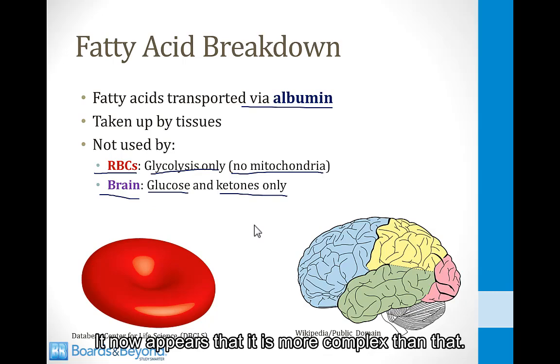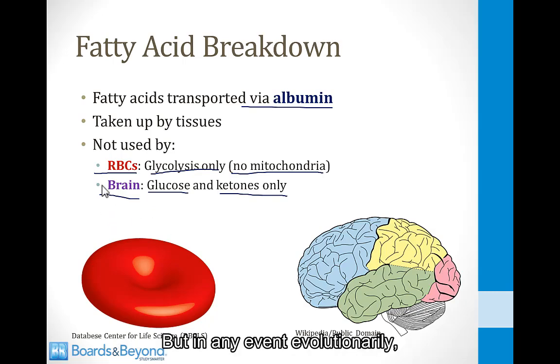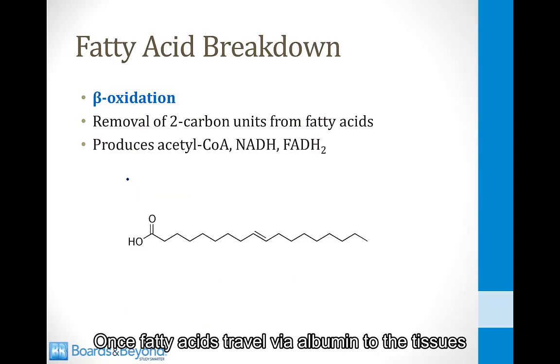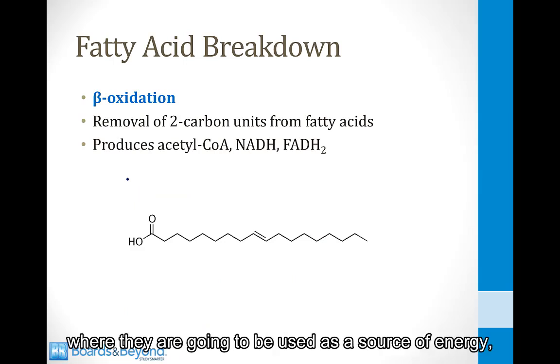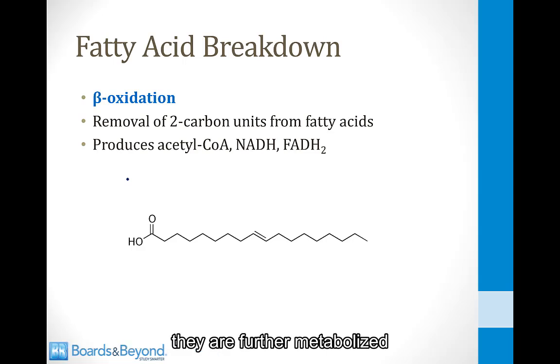It now appears that it is more complex than that, but in any event, evolutionarily, our brain does not have the ability to metabolize fatty acids. Once fatty acids travel via albumin to the tissues where they are going to be used as a source of energy, they are further metabolized by a process called beta oxidation.